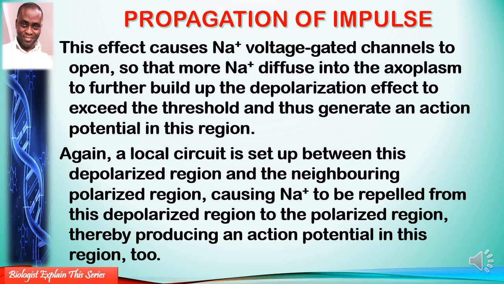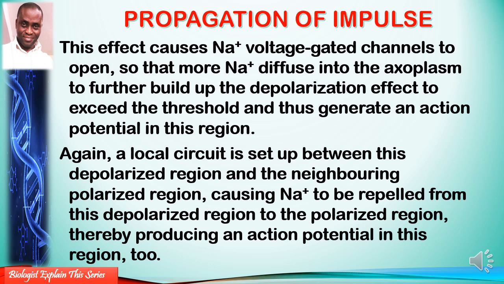And so, like we said, for you to have an action potential, you have to exceed the threshold. So what you need is as many positive charges as possible to cancel out the negativity that existed before in that region of the neuron. And once you're able to depolarize to the extent of exceeding the threshold, you have definitely succeeded in producing an action potential in that region also.